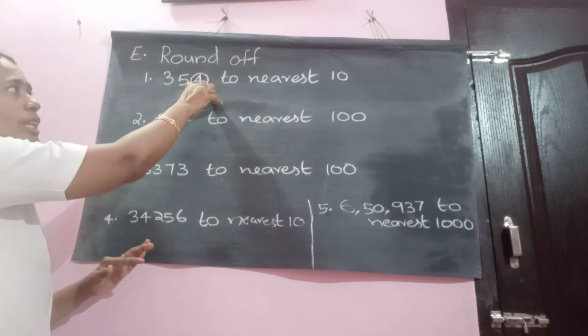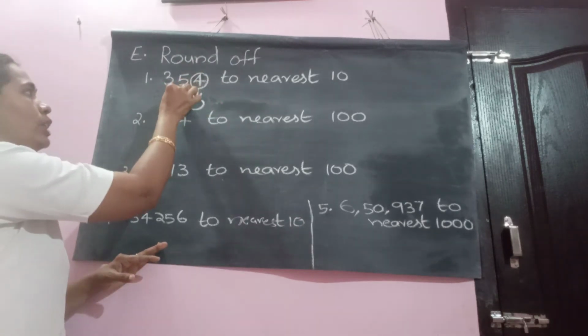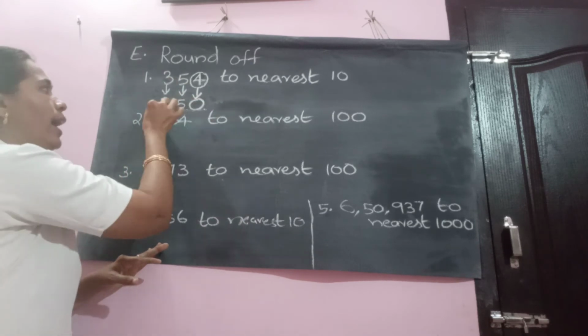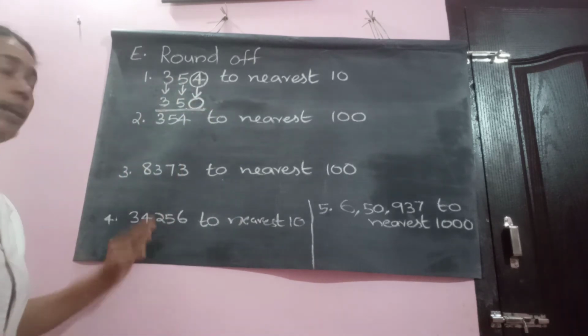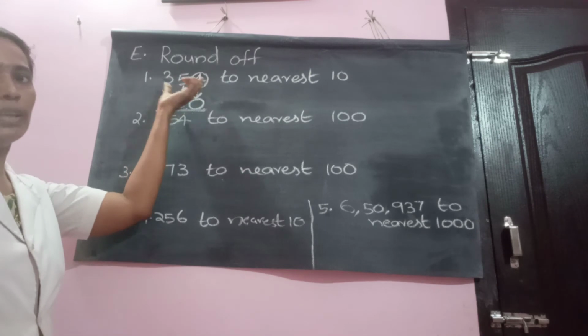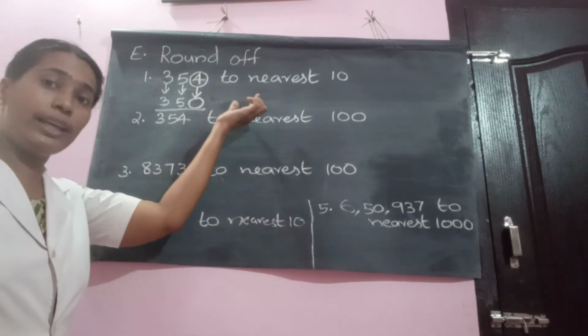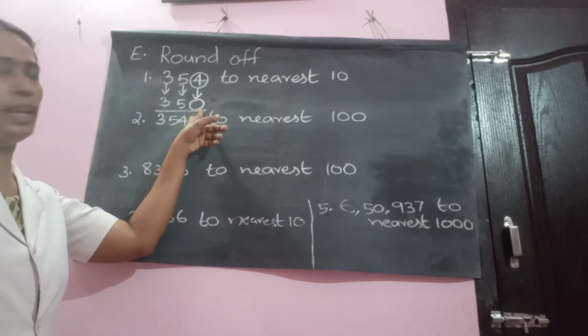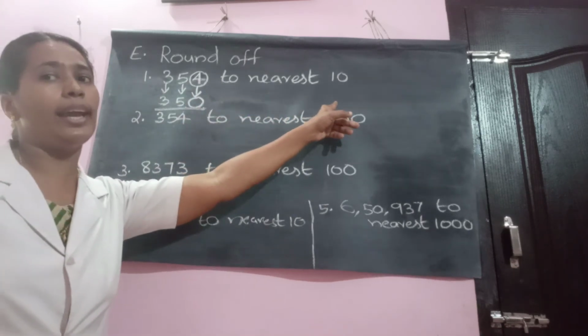4 is less than 5. So there is no change, 5 comes down. There is no change, 3 comes down. And 350 is the nearest 10. So 354 has been rounded down to 350, the nearest 10.